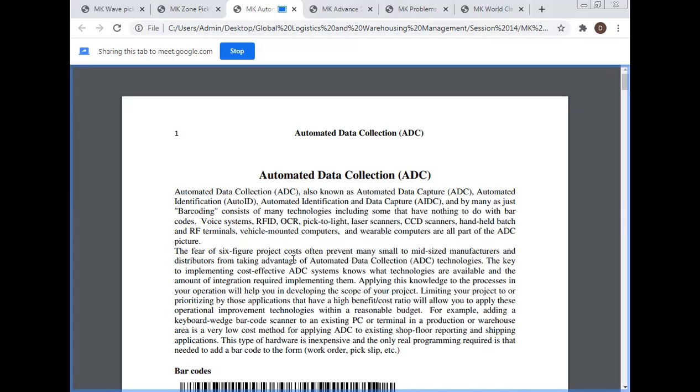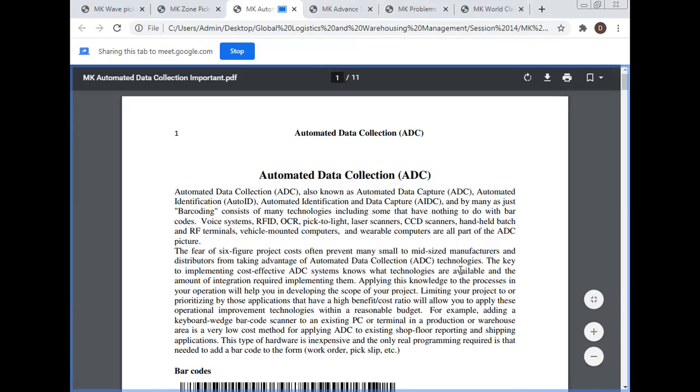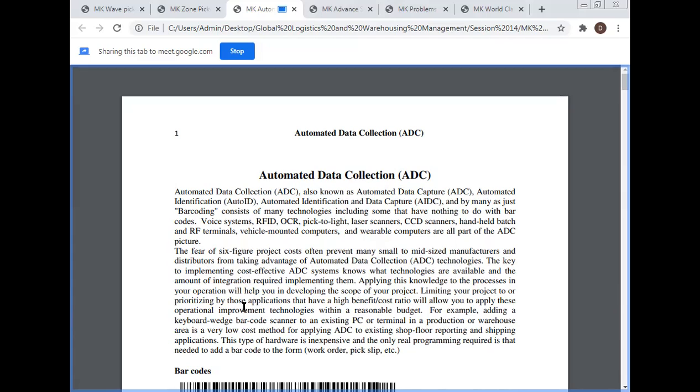The fear of a six-figure project cost prevents many small to medium-sized manufacturers and distributors from taking advantage of automated data collection technology. The key to implementing a cost-effective ADC system is knowing what technologies are available and the amount of integration required to implement them. Applying this knowledge to the processes in your operation will help you develop the scope of your project. Limiting or prioritizing your project to those applications that have a high benefit-cost ratio will allow you to apply these operational improvement technologies within a reasonable budget.